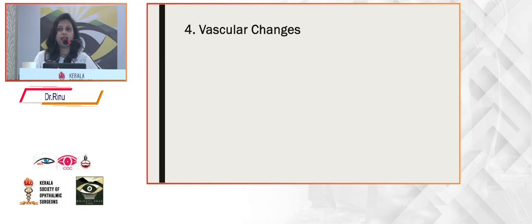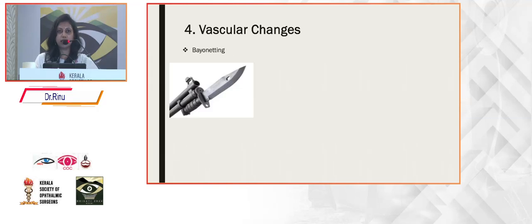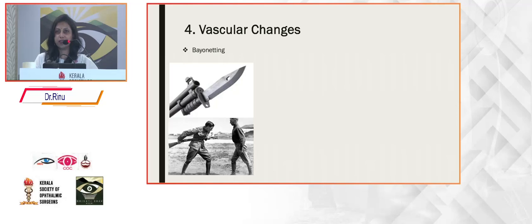So there are many vascular changes with varying degrees of importance when it comes to glaucoma. We will discuss a very few of them. So the first one is called the bayoneting of vessels. A bayonet is nothing but a knife or a dagger which is attached to the end of the rifle so that the soldiers could defend themselves.